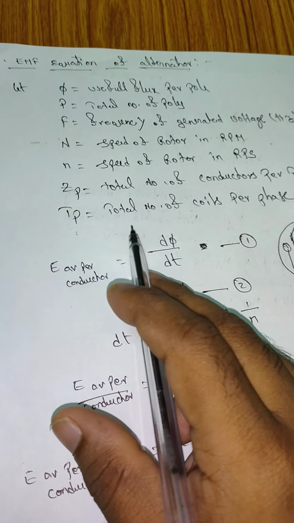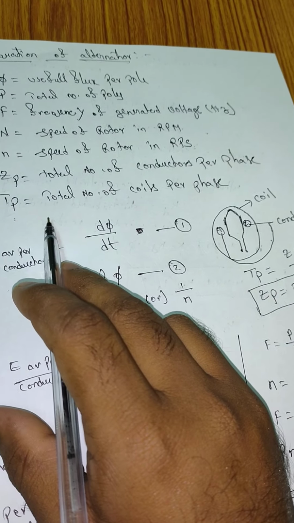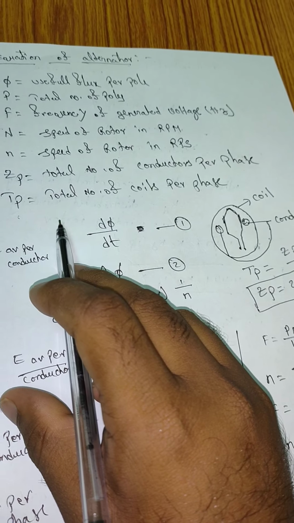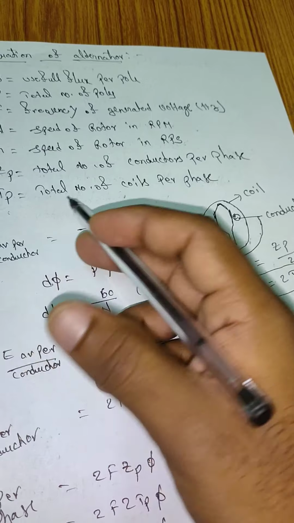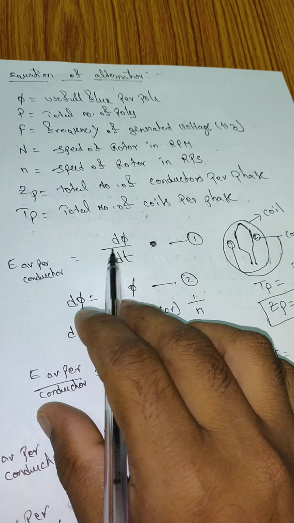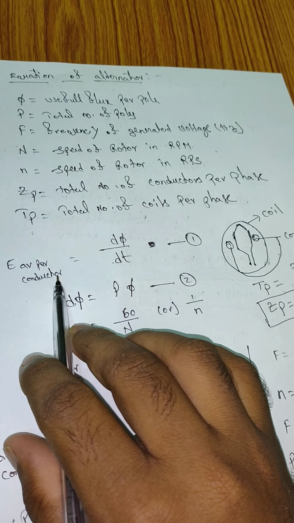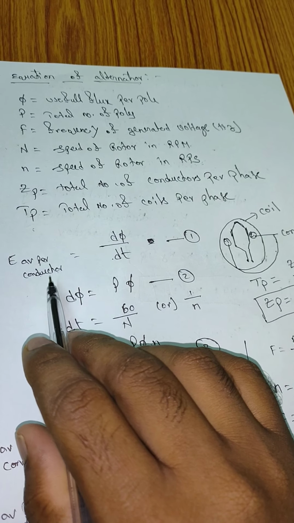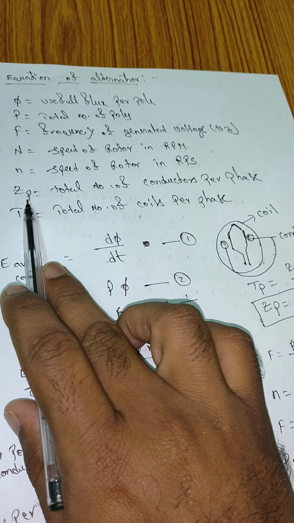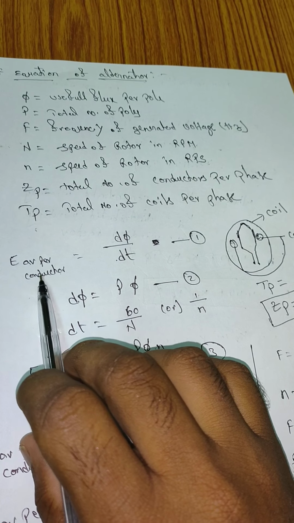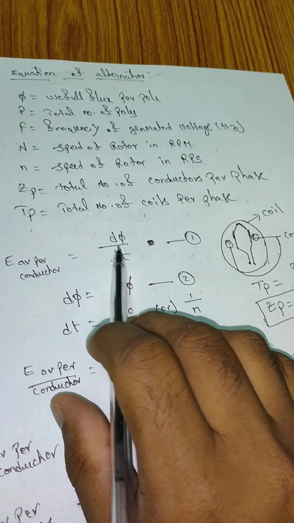Now, what is the EMF equation? We have the definition, Faraday's law of electromagnetic induction. Whenever a conductor cuts the magnetic flux, EMF is generated. That is nothing but d phi by dt. The average per conductor we are calculating, that means only one conductor. If you take n number of conductors, you can take it as ZP. First of all we are finding it for only one conductor. Now this is d phi by dt.